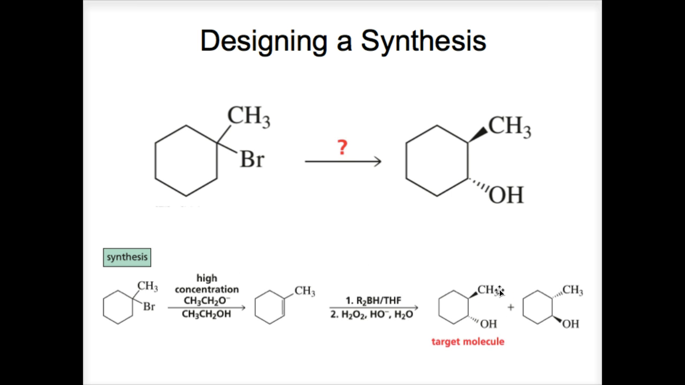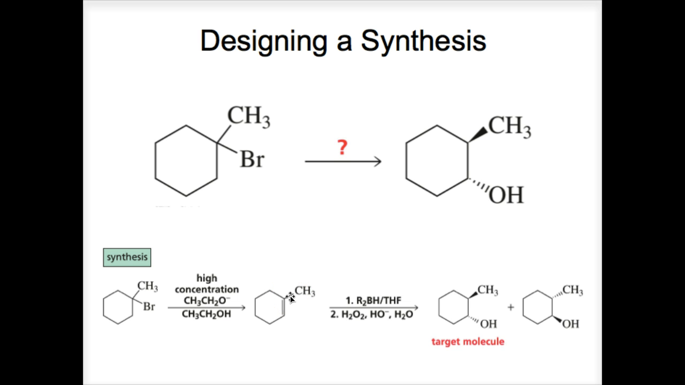And here's a fourth example. How can we synthesize trans 2-methyl-cyclohexanol? Notice these are on opposite sides of the ring plane, so we call it trans, from 1-bromo-1-methyl-cyclohexane. Strategy would be an elimination of HBr. Again, there's bromine, HBr from the reactant, forming an alkene that can add water via an electrophilic addition reaction, because we've got to get OH on there.